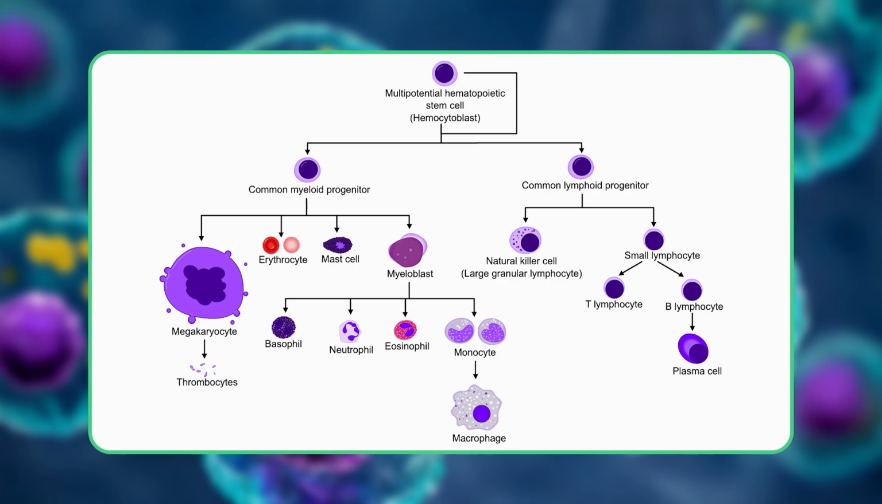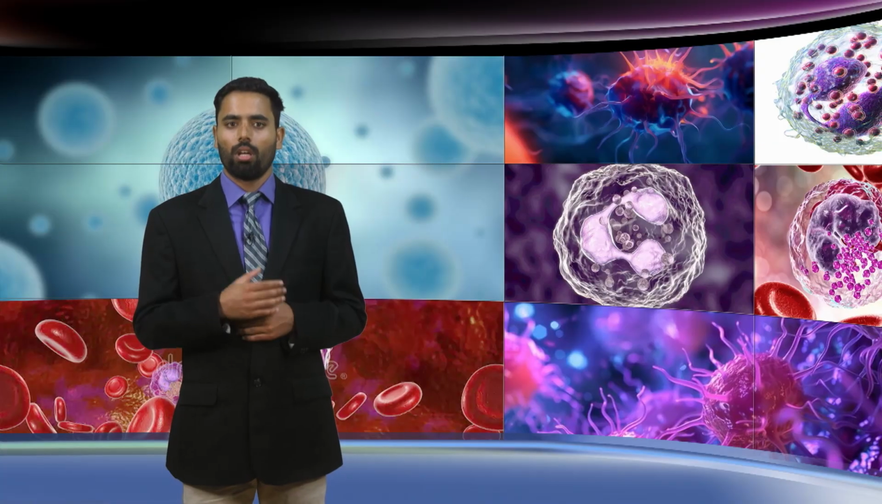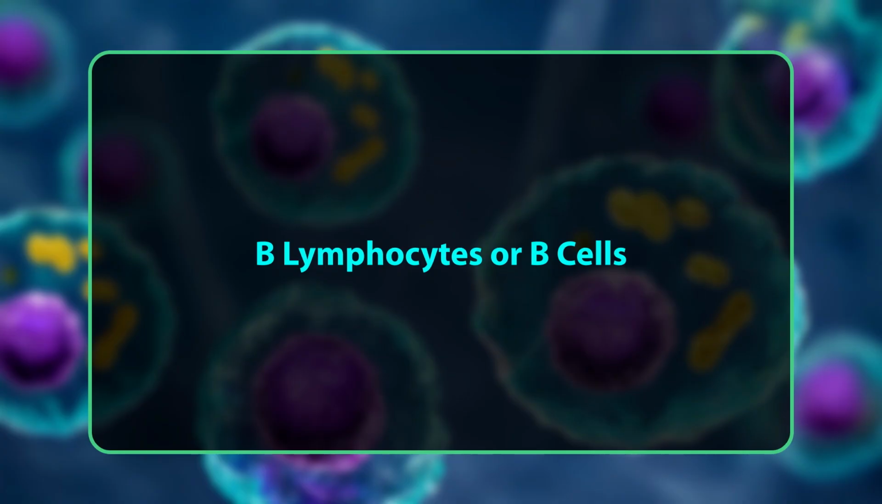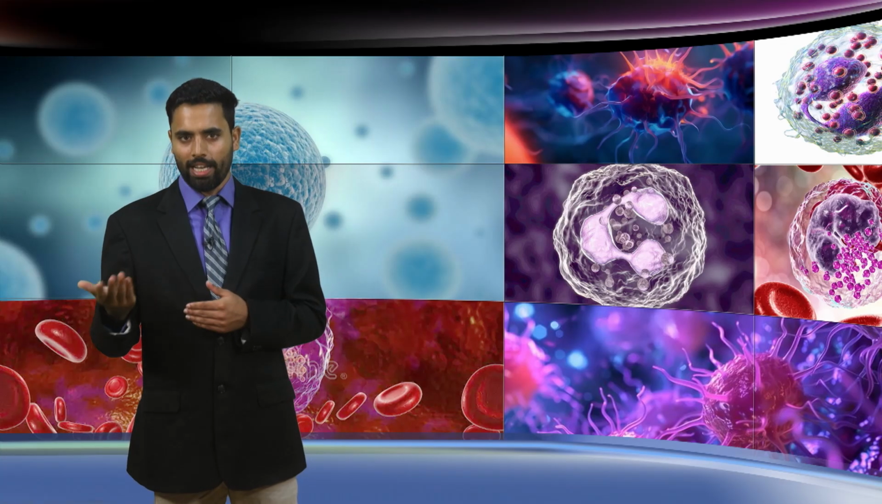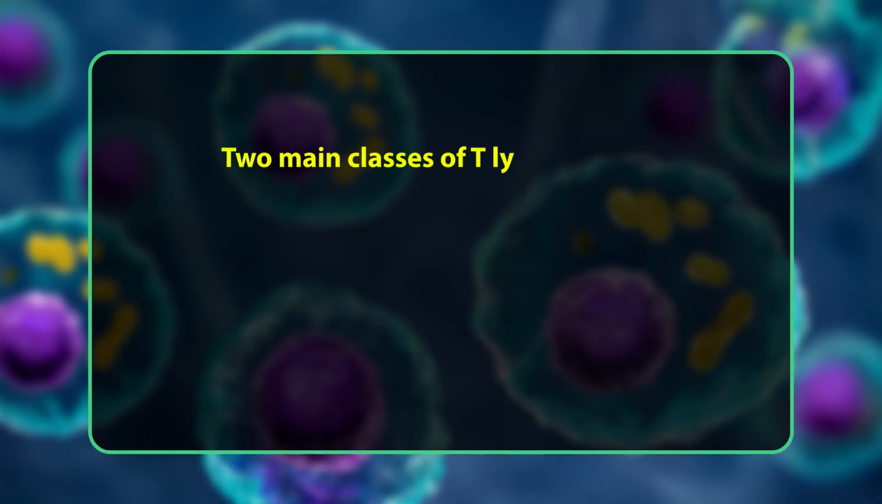to the T and B lymphocytes responsible for adaptive immunity, and a common myeloid progenitor that gives rise to different types of erythrocytes, that is red blood cells that carry oxygen, and the megakaryocytes that produce platelets and are important in blood clotting. The common lymphoid progenitor gives rise to the lymphocytes. There are two major types of lymphocytes, B lymphocytes or B cells, which when activated differentiate into plasma cells that secrete antibodies, and T lymphocytes or T cells, of which there are two main classes.